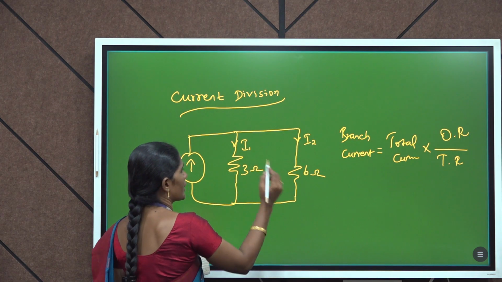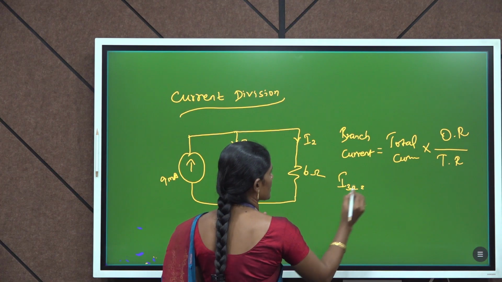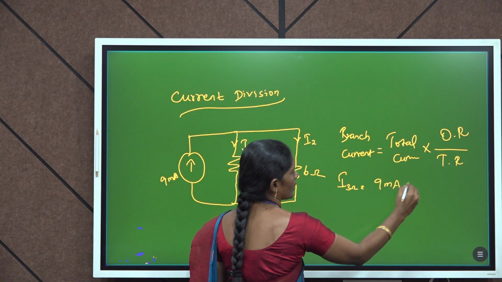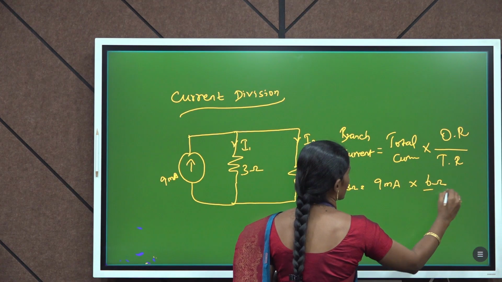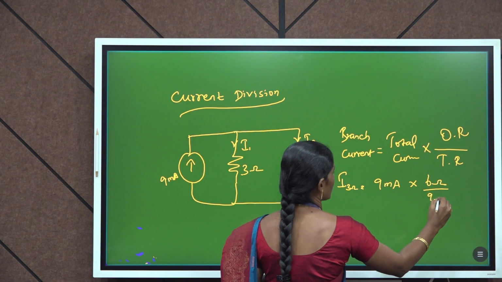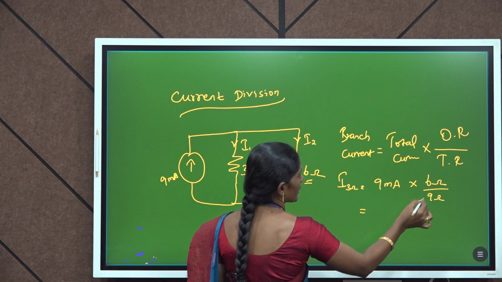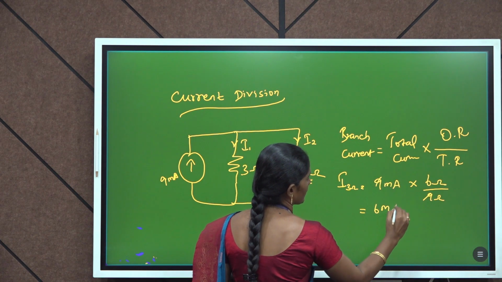Two branch currents here. So, I1, the current flowing through the 3 ohm resistance, is the total current given, 9 milliampere, multiplied by the opposite resistance 6 ohm, divided by the total resistance, 9 ohm, the addition of 6 ohm plus 3 ohm. Here the resultant branch current is 6 milliampere.